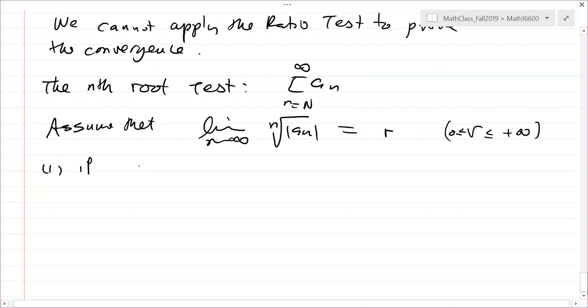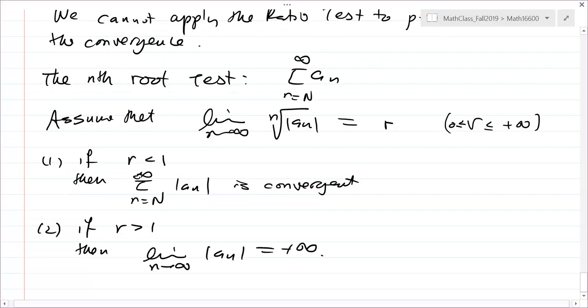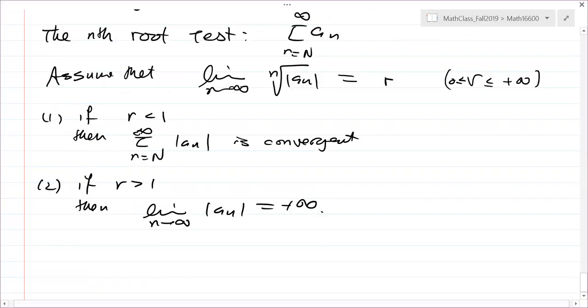It's a very similar statement. So if r is less than 1, then this series is convergent. That means the original series is absolutely convergent. Now if r is greater than 1, it's divergent. If r is greater than 1, then the nth term does not approach 0. So the original series is divergent, okay?